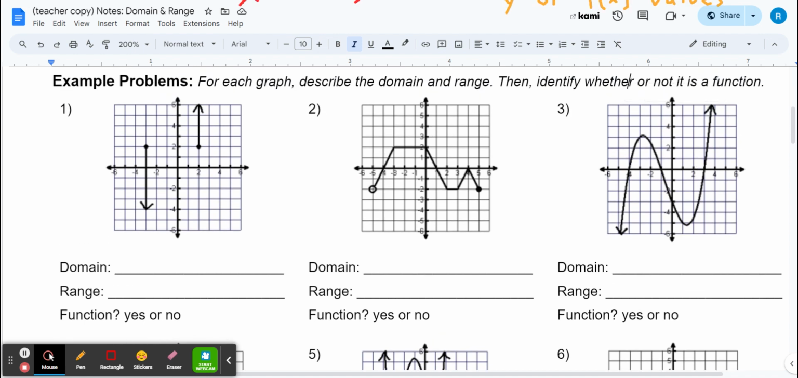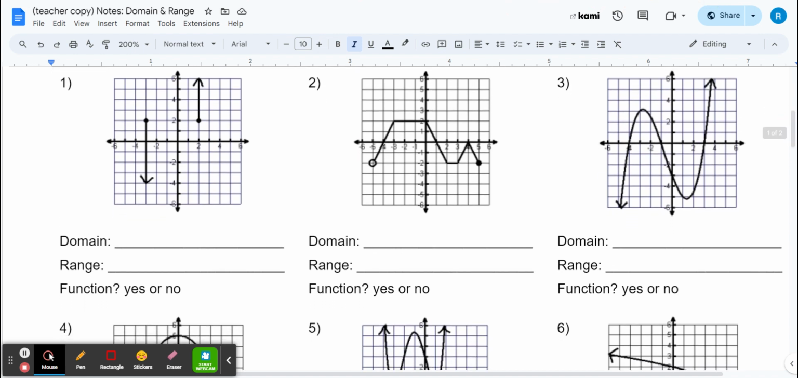So, starting with example one, let me lower this a little bit. Remember, if I'm looking at my domain, I'm concerned about our x values. So if I look at graph one, it looks like the only x value that happens on the left is at -3, and the only x value that happens on the right is at +2. So I can say that my domain for graph one is x equals -3 and x equals +2. Those are the only possible x values on my graph.